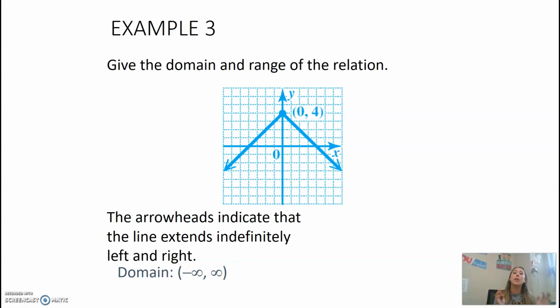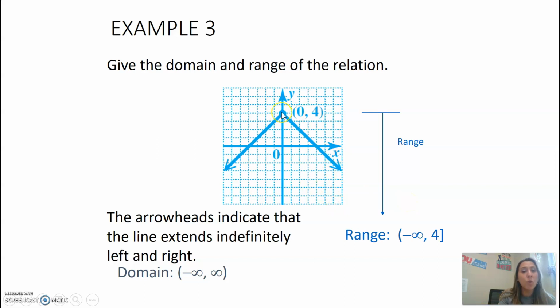Again, make sure you're using parentheses, because we're saying that it does not include negative infinity or infinity. It's just getting really close. Now when we talk about the range, our smallest possible value is going to be going down forever, because the arrows indicate that it will be extending indefinitely, meaning negative infinity. But then it will only go as far up as this point right here, which is 4. And again, 4 is included. This dot is filled in. And since it's included, that's when we're going to use that squared bracket. So it's going to be negative infinity to 4.